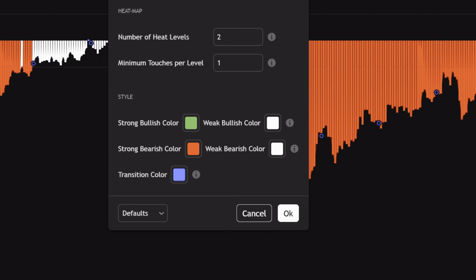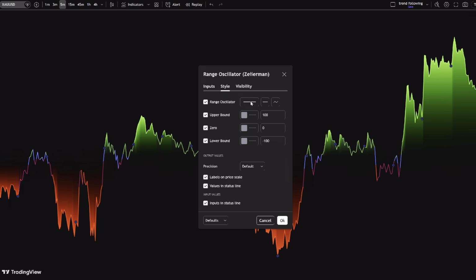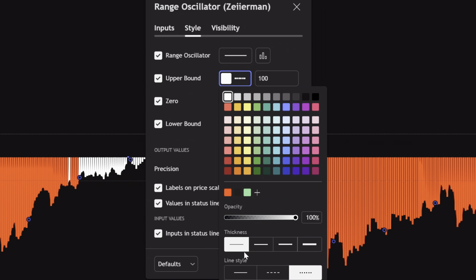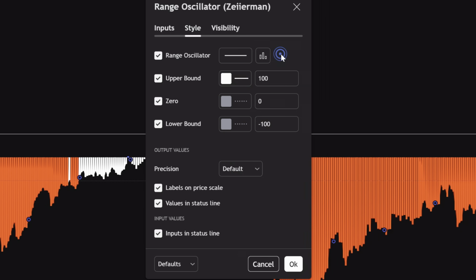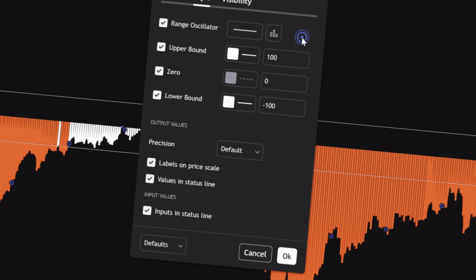Then go to the Style tab, change the range oscillator to columns, and make the upper band and lower band, the 100 and minus 100 levels, more visible on the current chart so you can clearly see the boundaries.